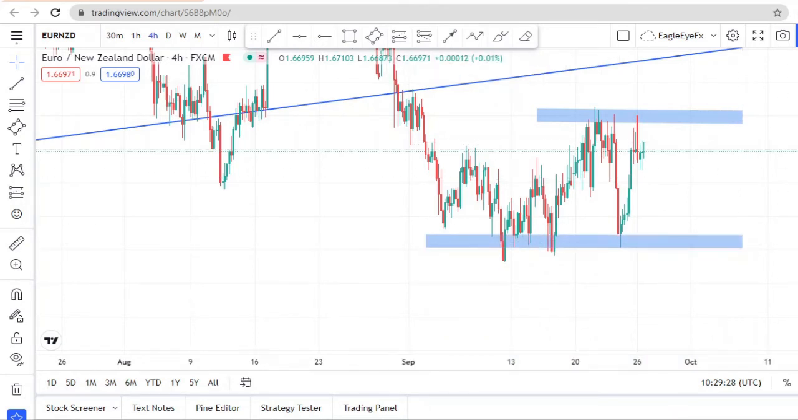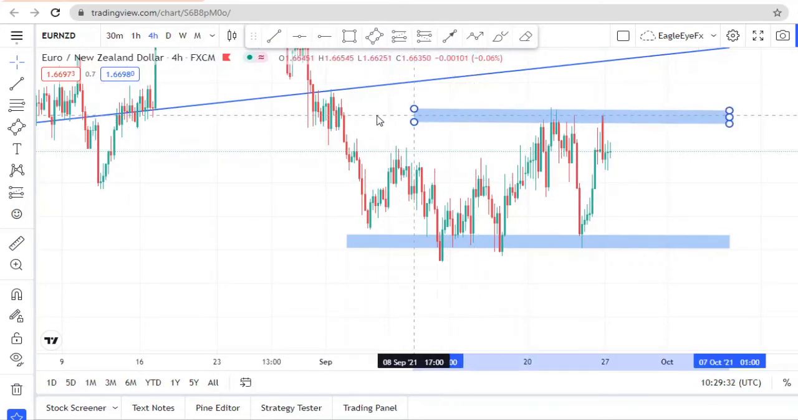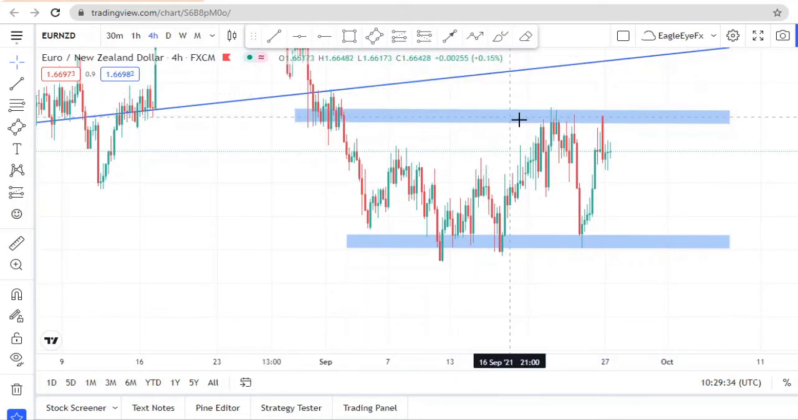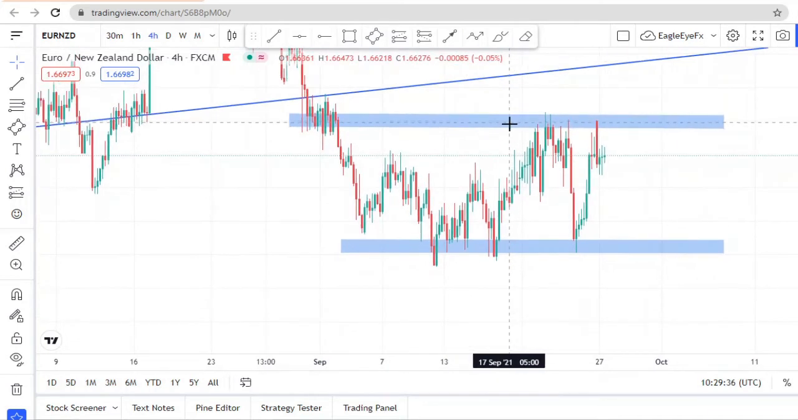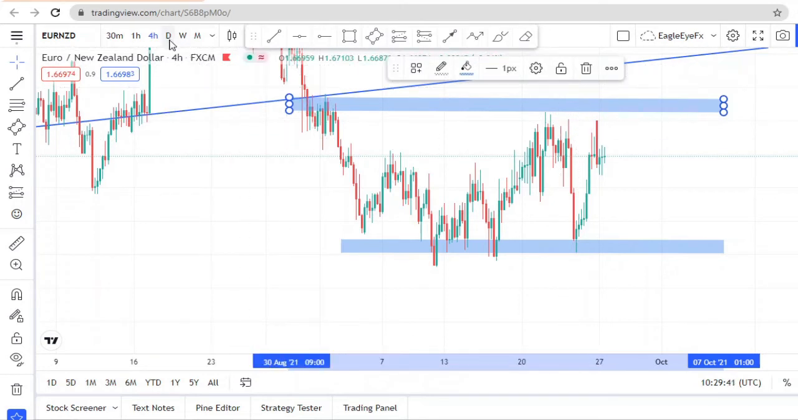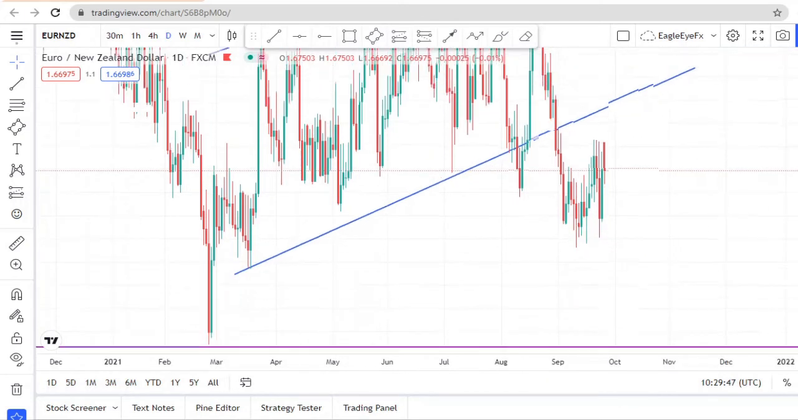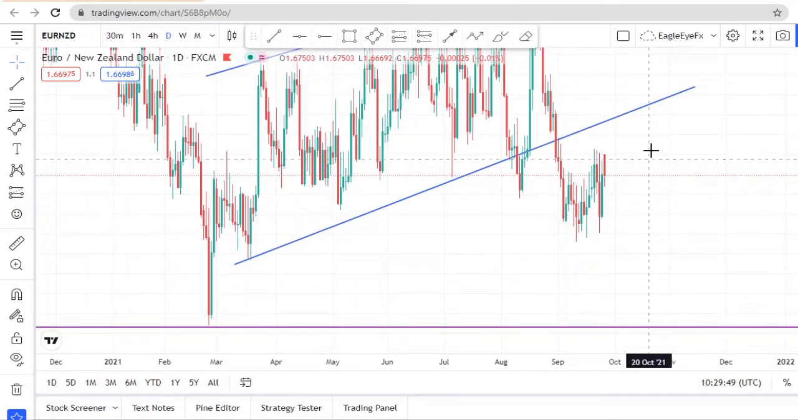Okay, yeah, and you can see that it's almost close to this particular level over here. Maybe I can increase this a bit. Let me first of all go to the daily time frame and see if this is a level. Okay, yeah.